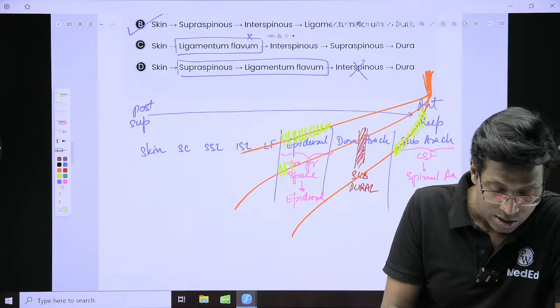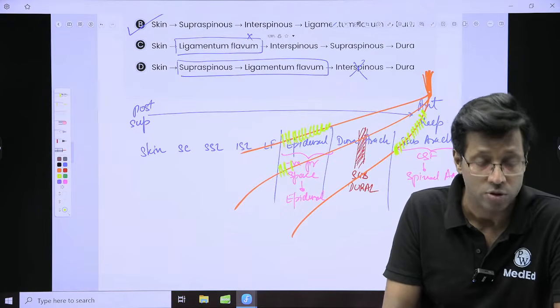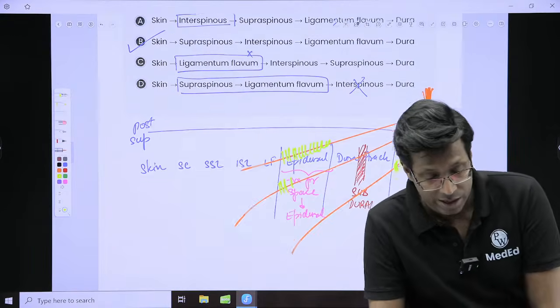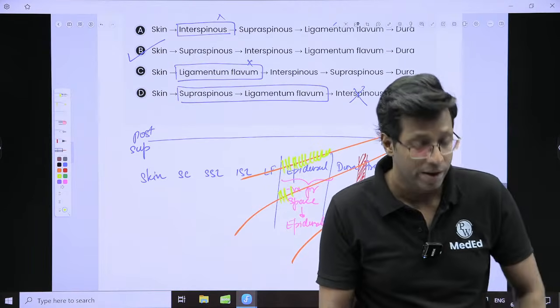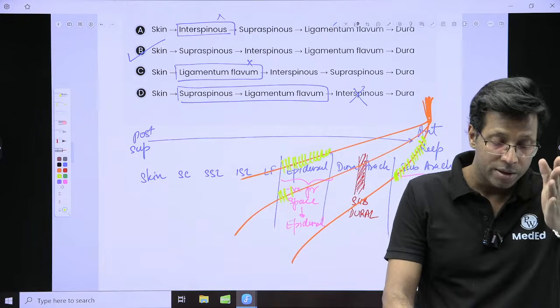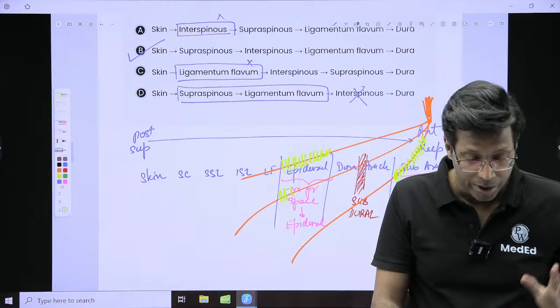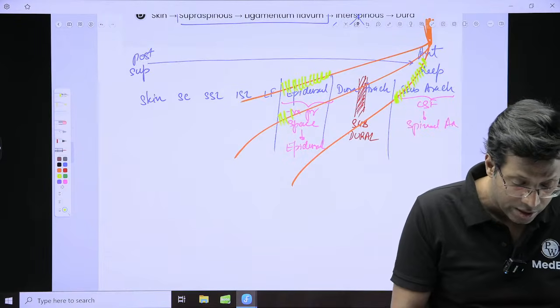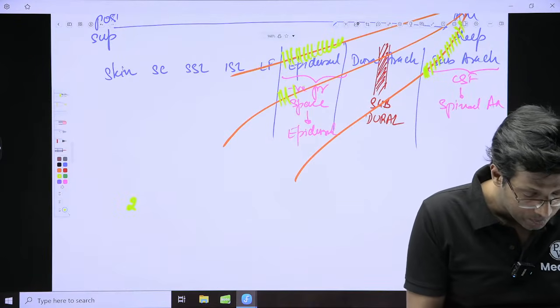So these are the various layers. Hopefully you have understood, all of you. Any questions and doubts you can ask me, right? So skin, subcute, supraspinous, interspinous, ligamentum flavum, then epidural space. So you can remember like this. There is first two.